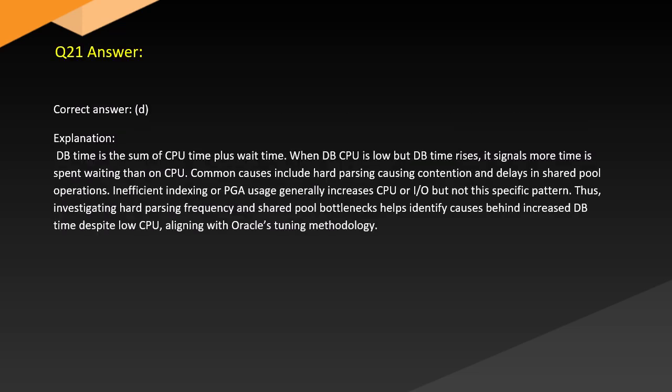Answer. Correct answer: D. Explanation: DB time is the sum of CPU time plus wait time. When CPU is low but DB time rises, it signals more time is spent waiting than in CPU. Common causes include hard parsing causing contention and delays in shared pool operations. Inefficient indexing or PGA usage generally increases CPU or I/O but not this specific pattern. Thus, investigating hard parsing frequency and shared pool bottlenecks helps identify causes behind increased DB time despite low CPU, aligning with Oracle's tuning methodology.